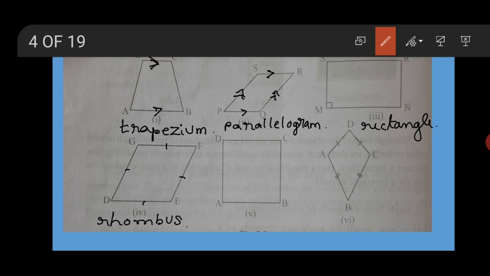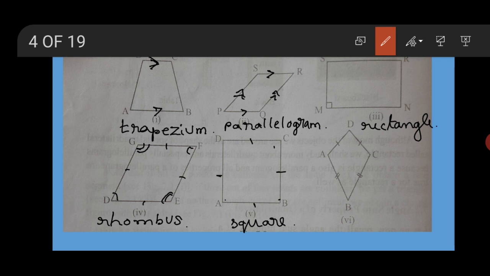This is a rhombus. Yes. All sides are equal and opposite angles are equal. Again, one more property is what? In a rhombus, diagonals bisect perpendicularly. Then fifth one, ABCD is a square. You know why it is a square? All sides are equal and all angles are equal and it is equal to 90 degrees.